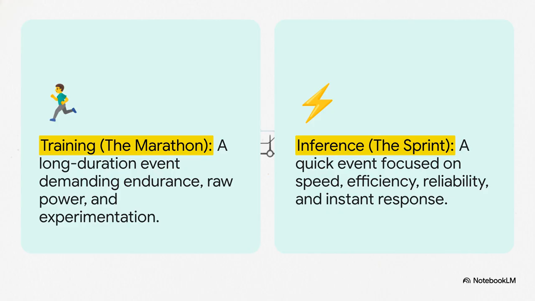You know, the best way I've found to think about this is a marathon versus a sprint. Training your AI model, that's the marathon. It is a grueling, long-haul event that demands pure, raw power and endurance. It's all about experimentation, tweaking, and just building the model. But inference? That's the sprint. It's all about blistering speed, efficiency, and delivering a super reliable, instant response every single time.